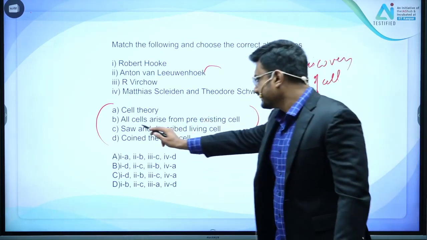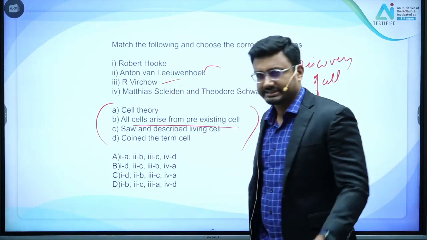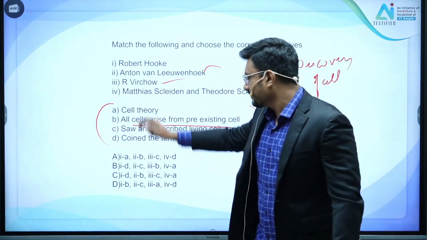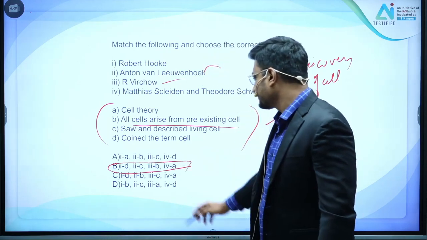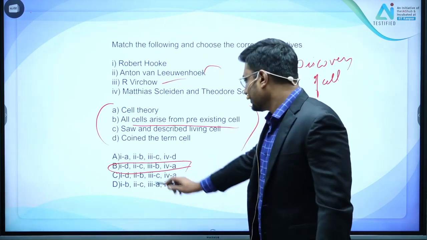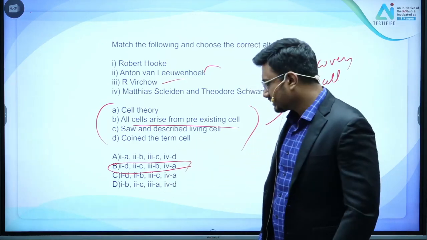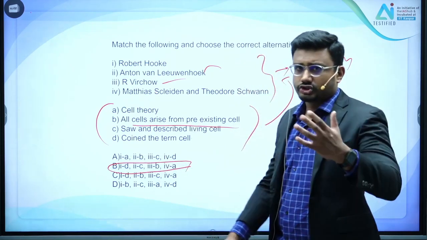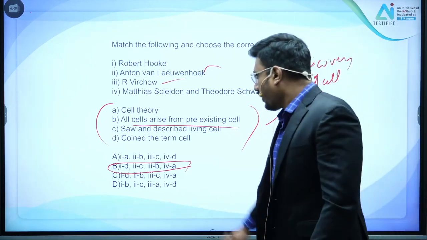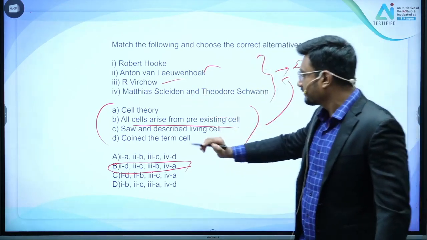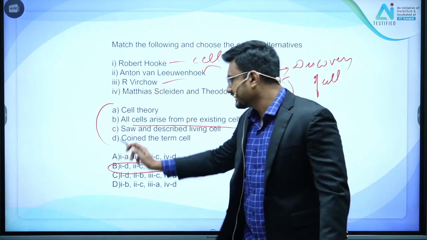First of all, cells arise from pre-existing cells. This was given by the scientist known as R. Virchow. So B we should match with 3. There is only one option in which B is matching with 3, that is option B. So from only one option I was able to get the correct answer. Robert Hooke observed the cork slices. What was the significance of that? He coined the term cell. So one is D.